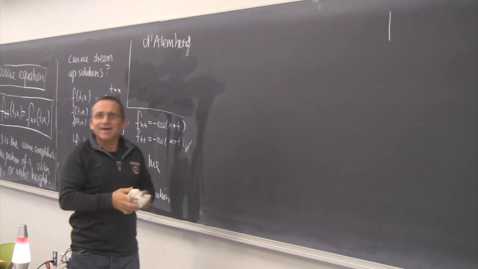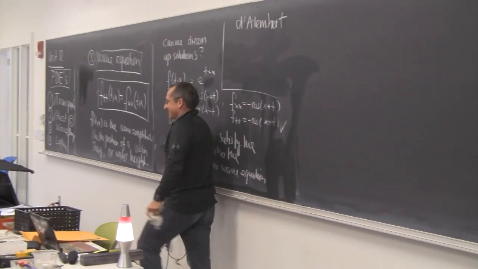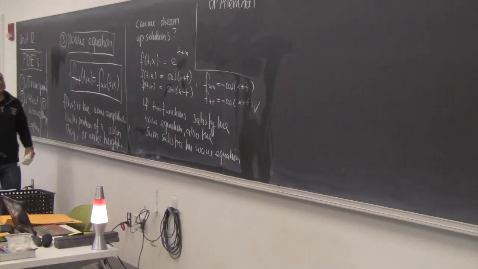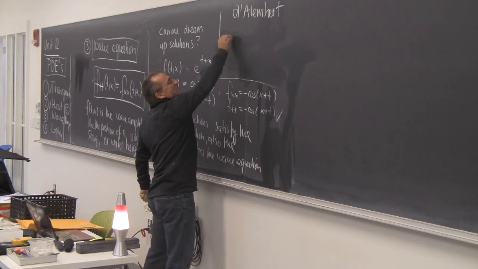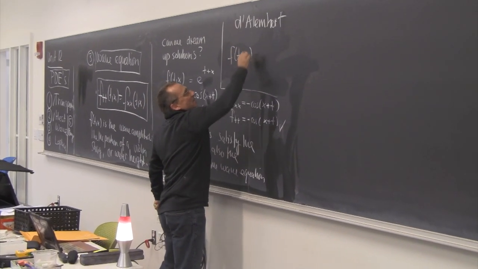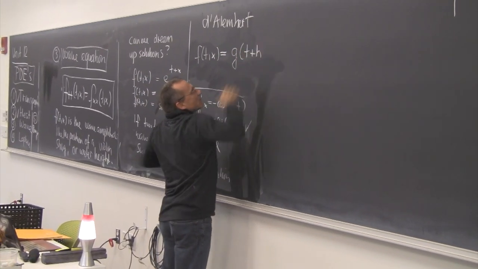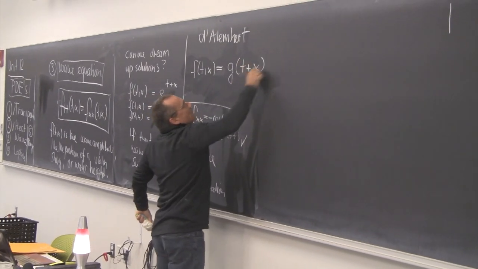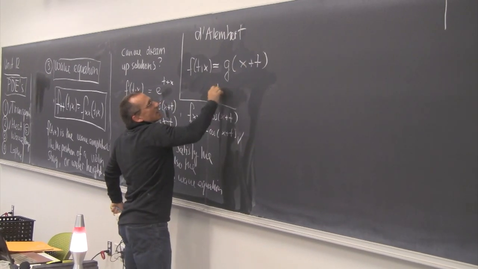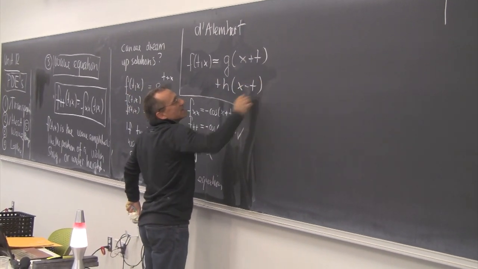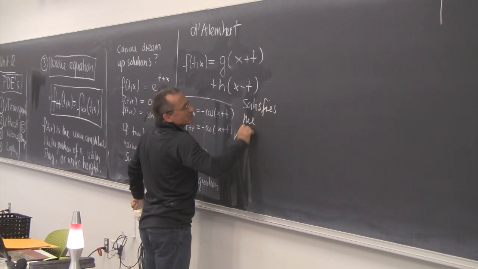D'Alembert. So he has actually found a general solution. So we have f(t, x) equal to any function of x plus t plus another function of x minus t, and that satisfies the wave equation.